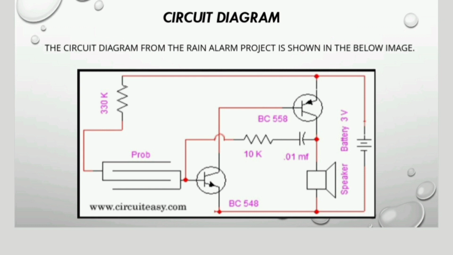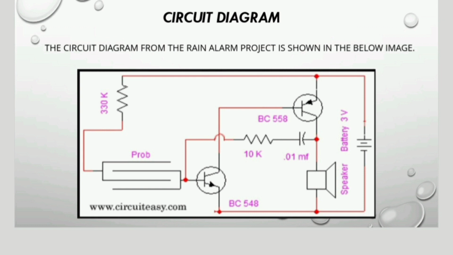Next we will add an LED. The LED indicator is connected in series with the speaker to indicate that the buzzer is on and the circuit is fully connected. The speaker will produce sound. When raindrops or water touch the probe, it will complete the circuit and cause the buzzer to produce sound.